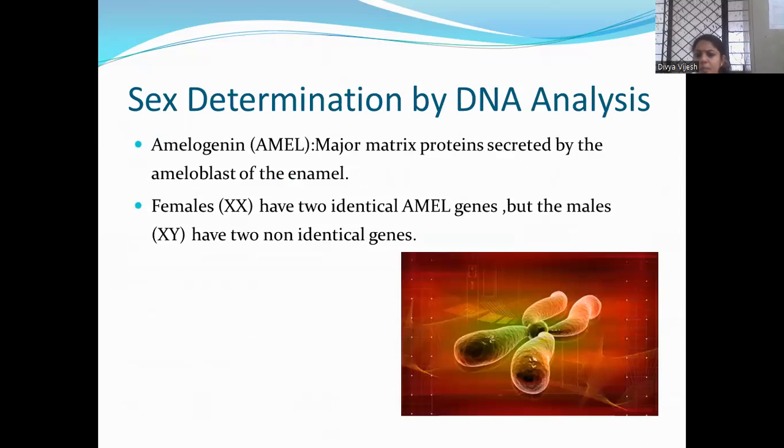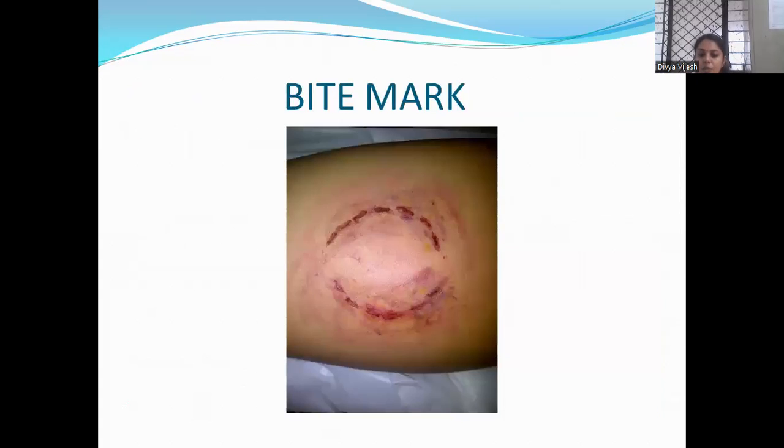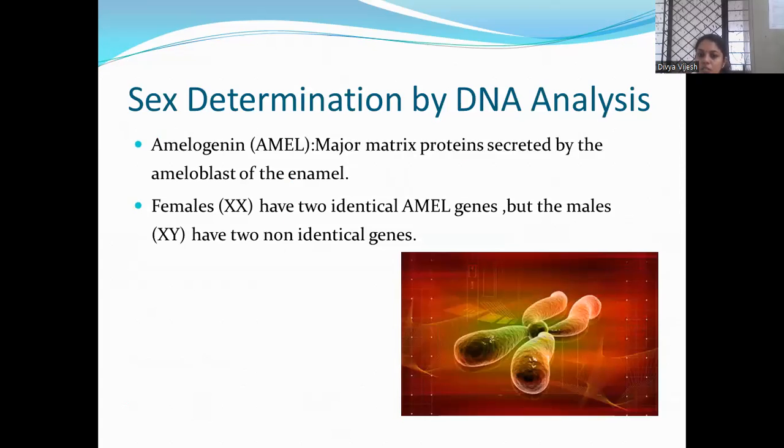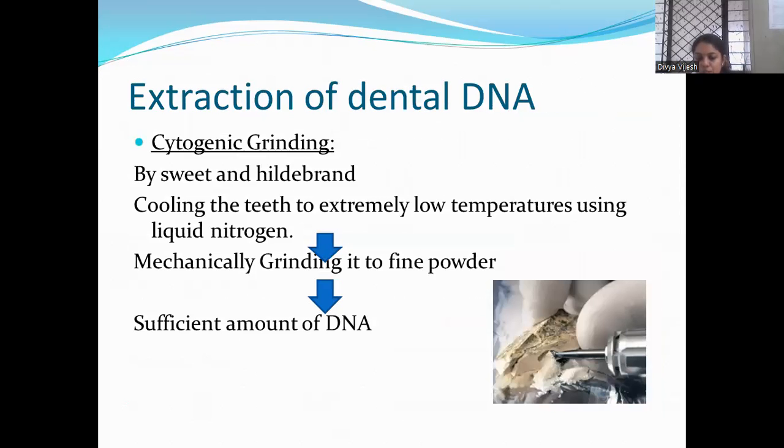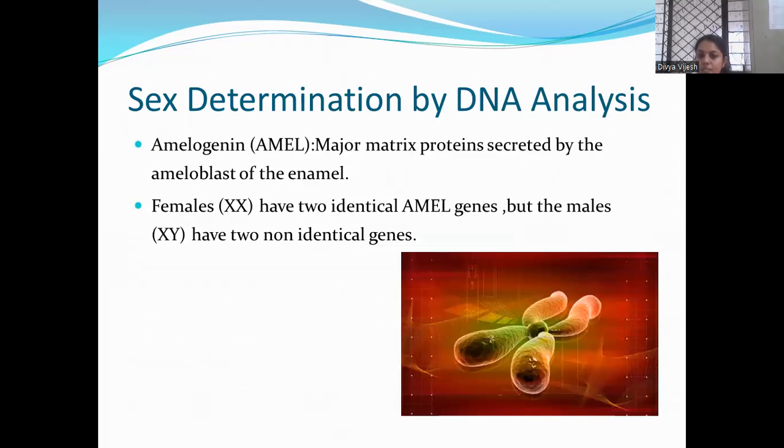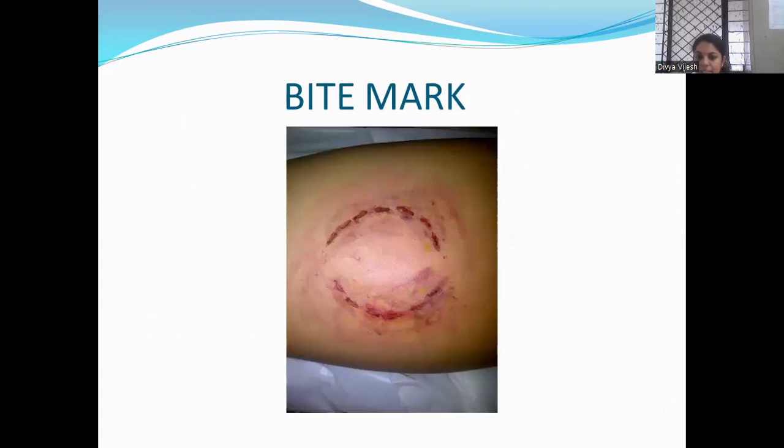Then sex determination by DNA analysis, we can use amelogenin. Amelogenin is the major matrix protein secreted by ameloblasts of the enamel. Females have two identical AMEL genes, but males have two non-identical genes. That's about the extraction of dental DNA and sex determination by DNA analysis.